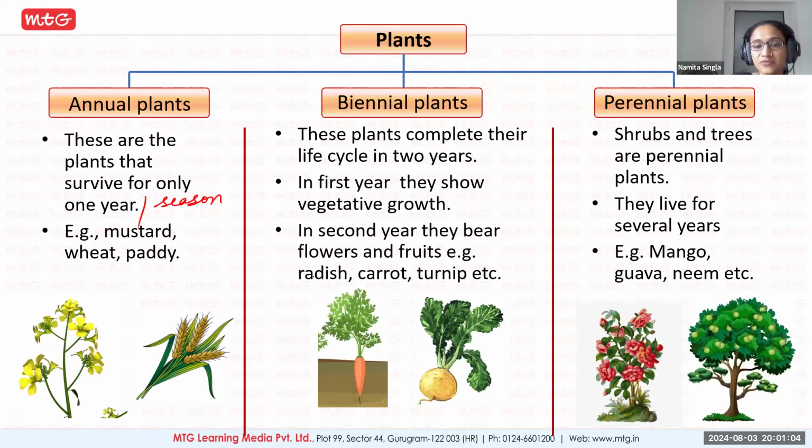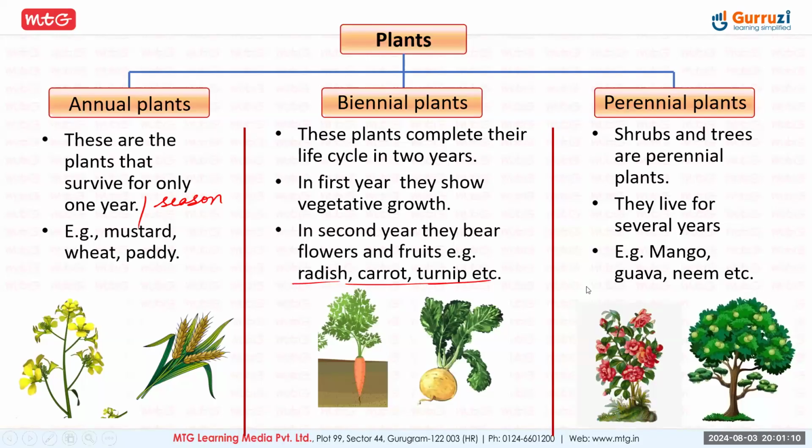What are the plant parts which are eaten when you eat radish, carrot, and turnip? Which part actually are you eating? Roots. Underground roots. So these plants reproduce vegetatively by means of their roots. Then we have perennial plants. Here, shrubs and most trees are the examples.